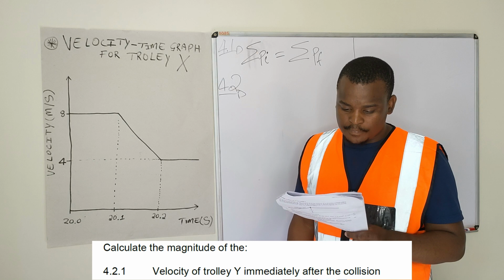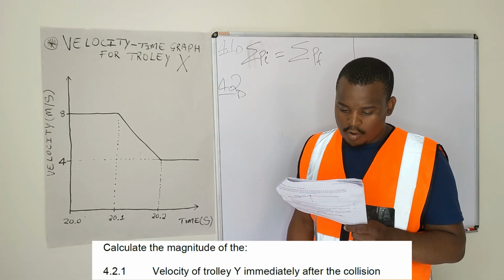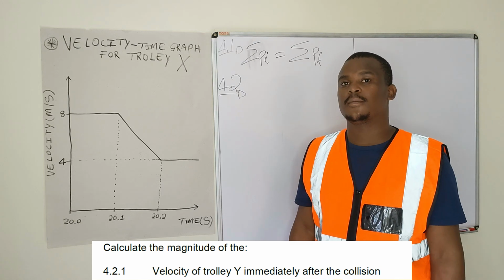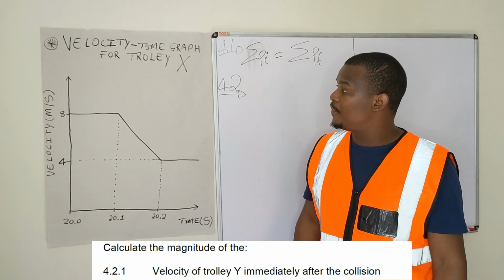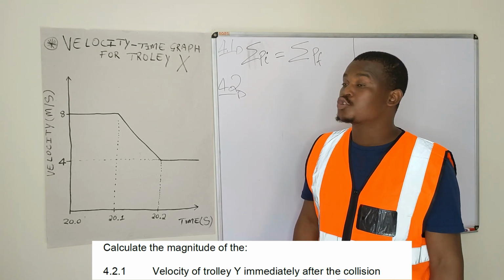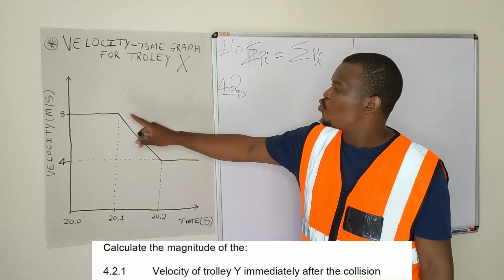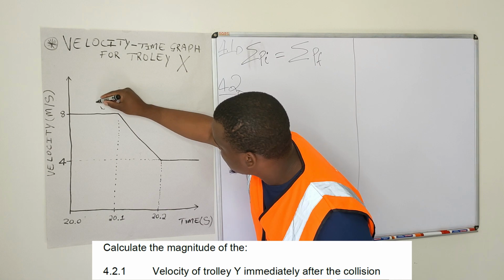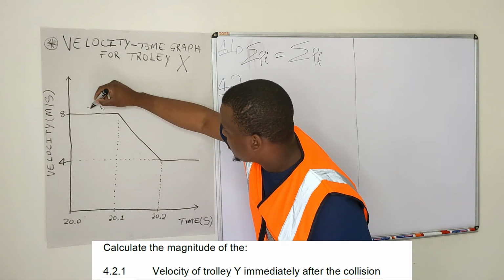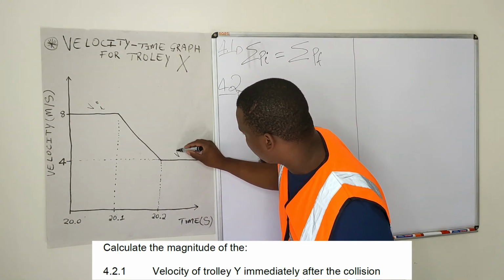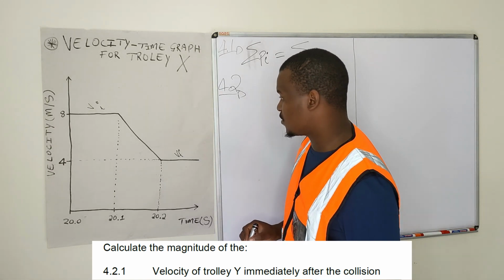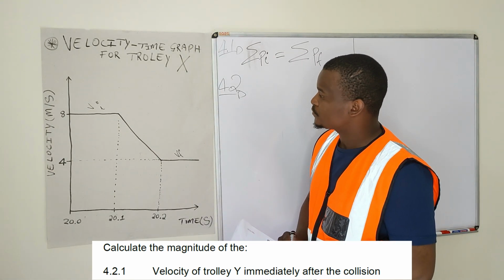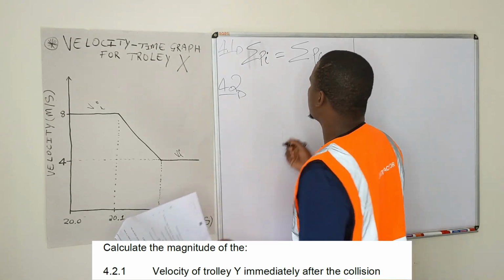Calculate the magnitude of the velocity of trolley Y immediately after the collision. So they want us to calculate the magnitude of the velocity of trolley Y. We have the initial velocity of trolley X, this is the initial velocity here, Vi, and this is the final velocity of trolley X after the collision. And this one here happens during the collision. So we can note that down.